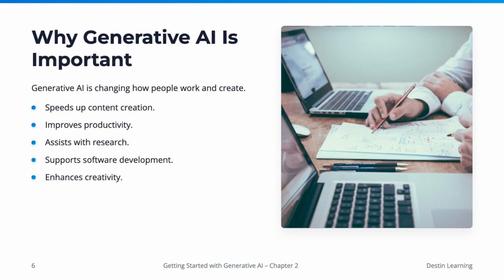It offers several significant advantages. It dramatically speeds up content creation, allowing for rapid generation of various media. It consistently improves overall productivity by automating routine or complex tasks. It provides powerful assistance with research, helping to quickly sift through and synthesize information. It strongly supports software development by generating code snippets or offering debugging suggestions, and importantly, it enhances human creativity by providing a collaborative tool for exploring new ideas and possibilities.